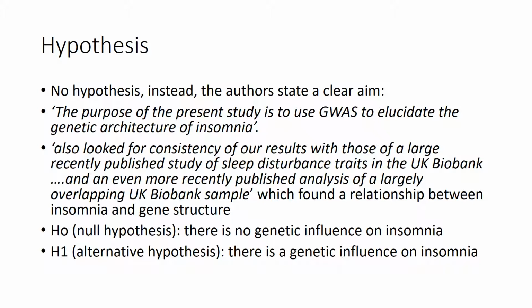Next, we need to investigate the purpose of the study. This article doesn't state a formal hypothesis. This is common for some fields of science, but we can see that there is a very clear aim documented in the introduction. We can convert these aims into an equivalent hypothesis. So the null hypothesis in this paper says that there's no genetic influence on insomnia. The alternative hypothesis is that there is a genetic influence on insomnia.